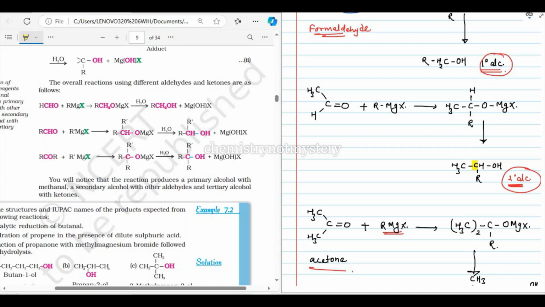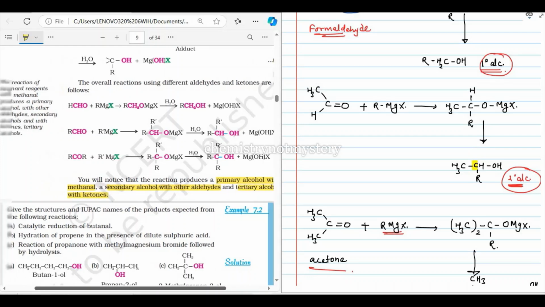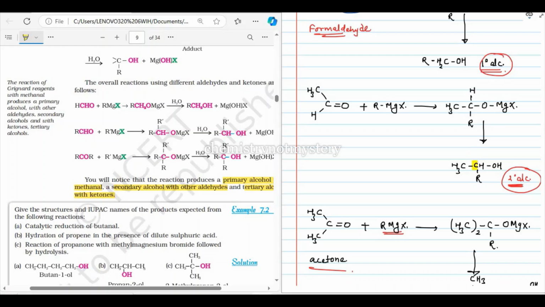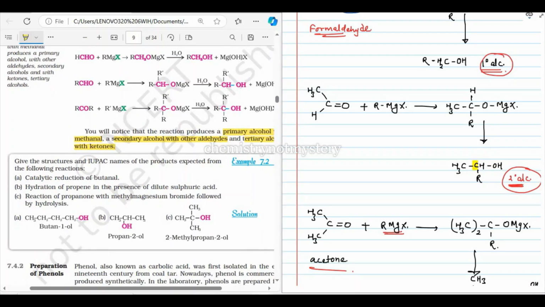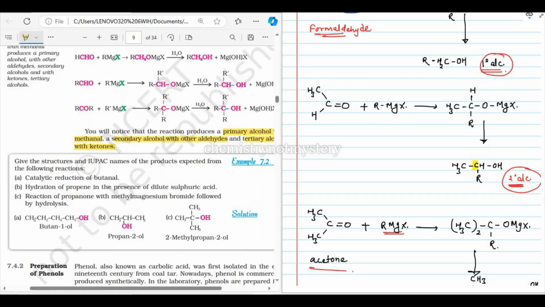Now here, let's read from the book. You will notice that the reaction produces primary alcohol with methanal, secondary alcohol with other aldehydes and tertiary alcohols with ketones. Now let's try to solve this example. Give the structure and IUPAC name of the product expected from the following reaction. The catalytic reduction of butanal.